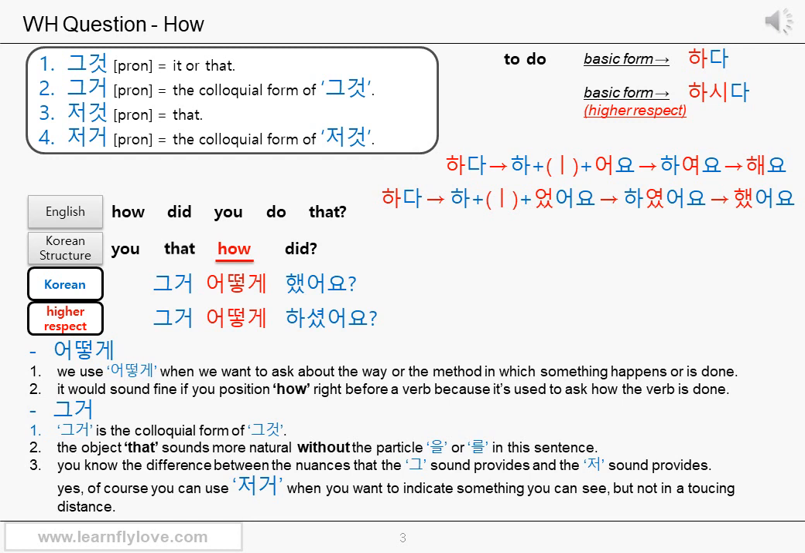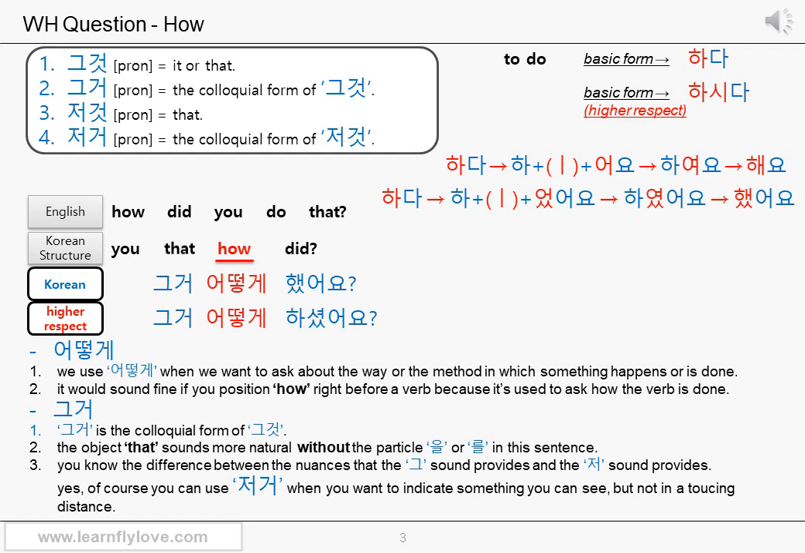You can add the object particle 를, but as we said, we don't know why, but strangely it sounds better in many cases without the subject and the object particle in a real-life conversation, unless you need to use the particle to express the exact meaning it has. But again, it is okay to use the particle 를, it's grammatically correct. Let's just not use it in this sentence, so 그거 is enough.